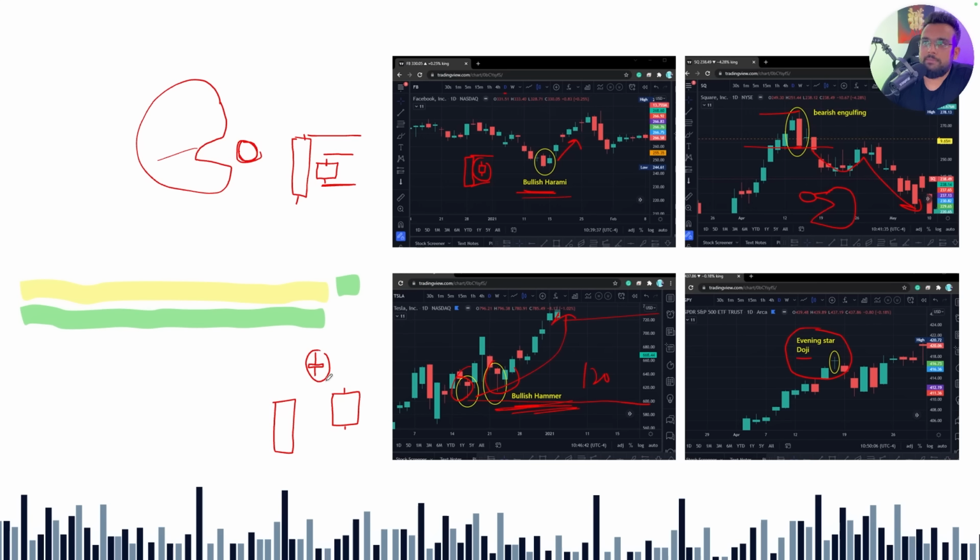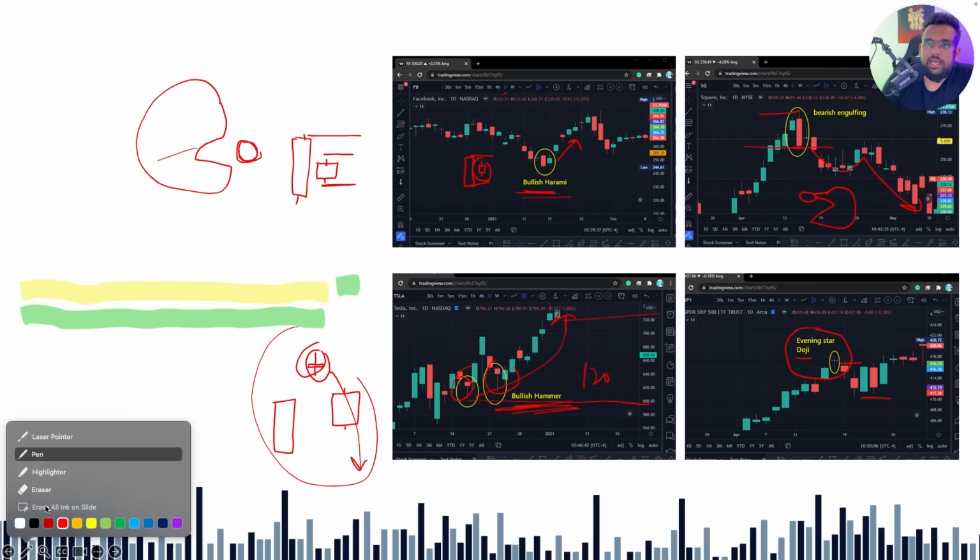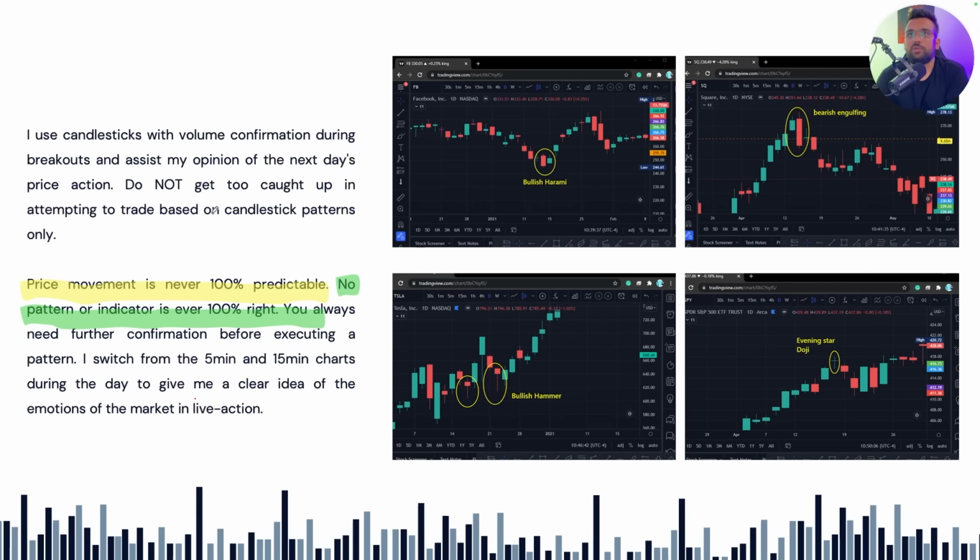Personally, I treat it as a neutral candle. Stocks can go down, so start getting ready for the stocks to go down. Like in this case, stocks went from 415 down to 411, 410 area. This is how I trade it. Okay, you got it. These are the four ways to treat this. Let's go over some of the stuff that I wrote down. I use candlesticks with volume confirmation during breakouts, assisting my opinion for the next day's price action. Do not get caught up trying to trade based on candlestick patterns only. This can assist you, but price movement is never 100% predictable. No pattern or indicator is 100% right. You always need further confirmation before executing a pattern.